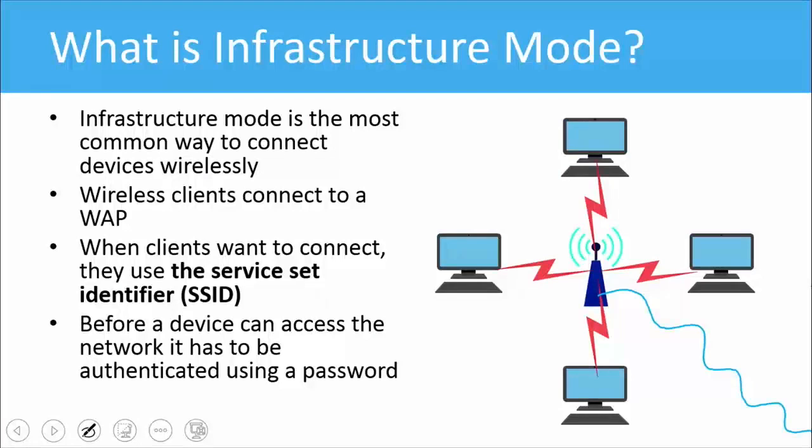Mine at home, if I can divulge this, and I'll write it up on the screen for you, is Go Seahawks. And I'm able to locate my network because of that name, right? Before a device can access the network, clearly you have to try to connect using that name, but you also are going to authenticate with a password. That password is basically going to prove to that wireless access point that you belong on the network.